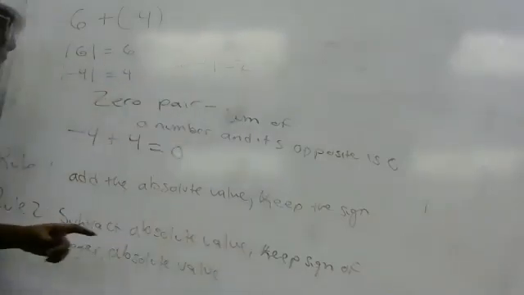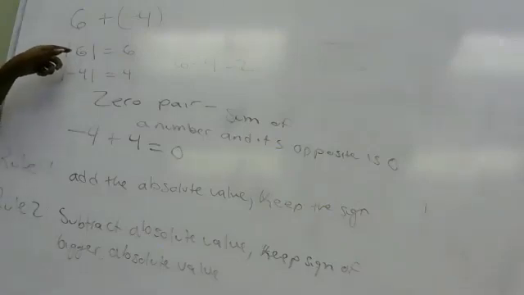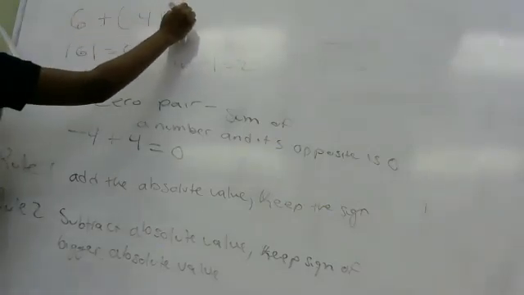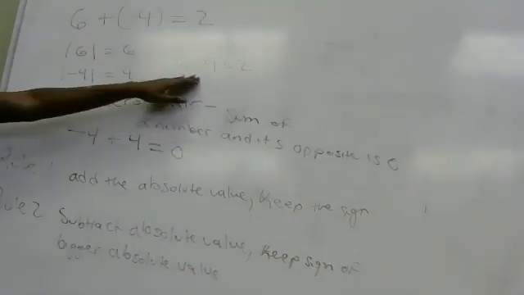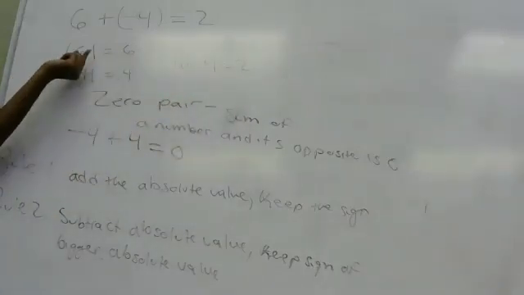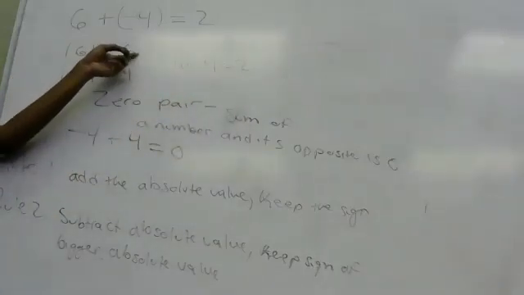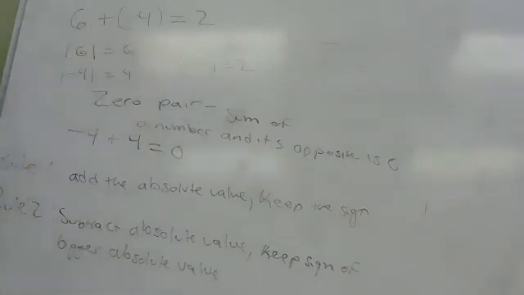Then I keep the sign of the bigger absolute value. What was the bigger absolute value? 6. And that number was what? Positive. So my answer is positive 2. When we did the 6 minus 4, 2 is going to be a part of our answer. The greater absolute value was 6, and 6 was originally positive. So my answer is positive 2.